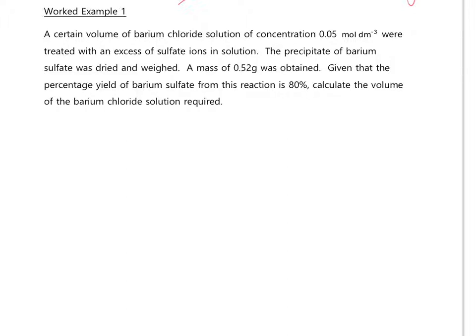Okay, so we've got barium chloride solution. So let's write our equation first of all. Barium chloride is BaCl2 because barium is in group 2, so it has a valency of 2. Chloride is Cl with a valency of 1, so that gives us BaCl2, are reacting with an excess of sulfate ions. Sulfate ions are SO4, 2 minus.